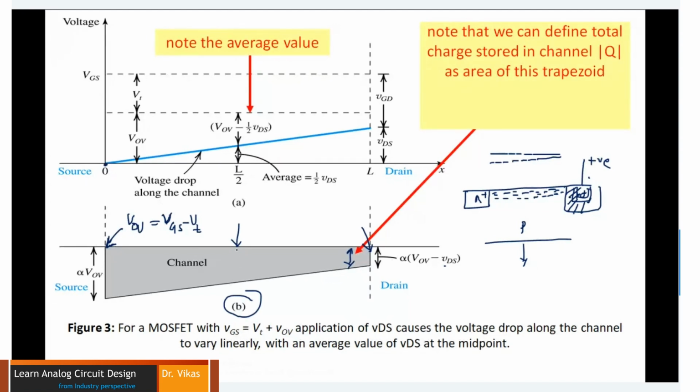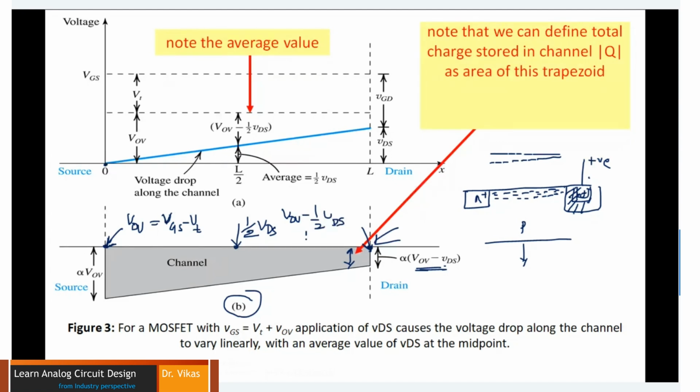And if I just consider a simple averaging, it will be exactly half of VDS over here. At the drain there will be total VDS, and at the source there will be no VDS, because here there is no VDS being applied. So at the mid node I can simply consider there is 1 by 2 times VDS. So if at the drain node the overall voltage is VOV minus VDS, then at the middle point of the channel it is exactly VOV minus half times VDS.